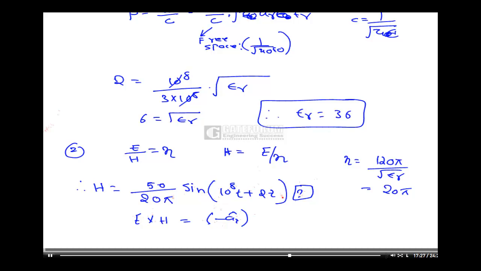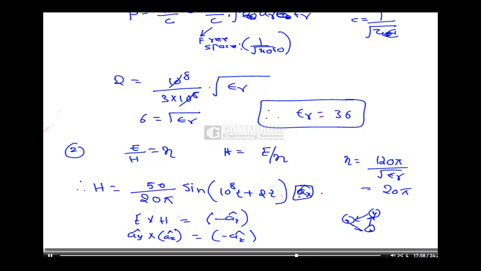Omega t plus beta z means it is minus az direction. E is given as ay. So ay cross what value of H is required so that I can get minus az? Because this is a right-handed system, we have to follow x, y, z. So ay, if I go for ax, obviously it will give minus az. So it is ax value only. So here it is ax cap.